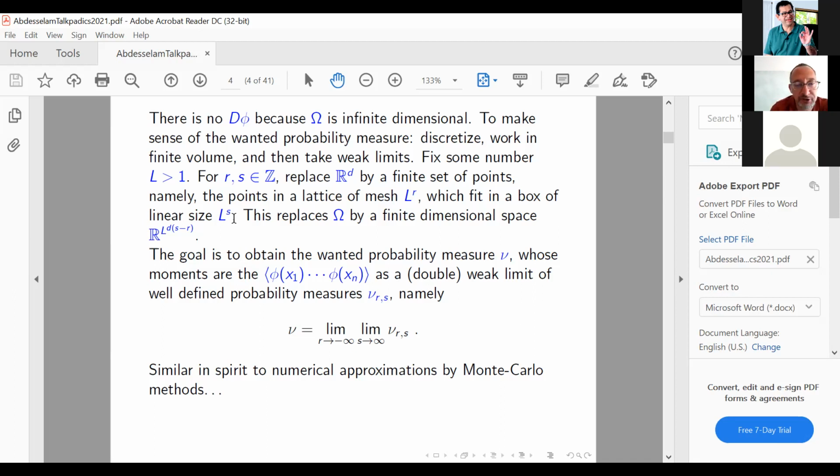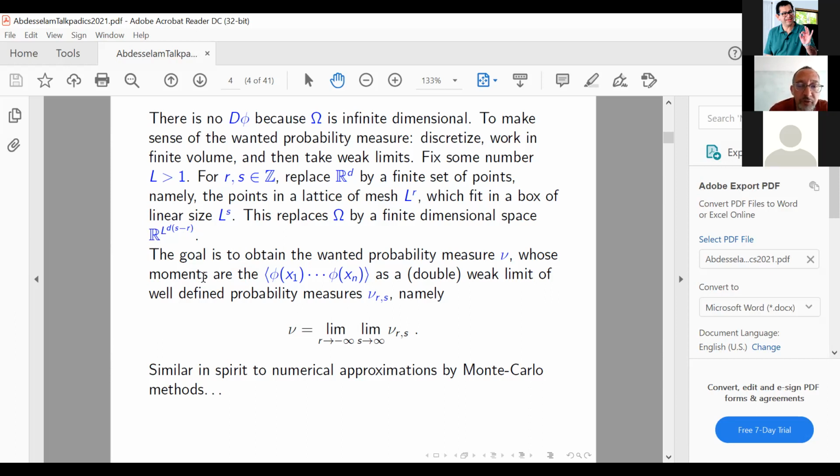S is another integer, which is going to be very positive. So this replaces the domain of my fields, so the space of the fields omega, by a finite dimensional space, which is basically R to the total number of points in the grid, which is exactly this quantity here, the ratio of scales at the power d.